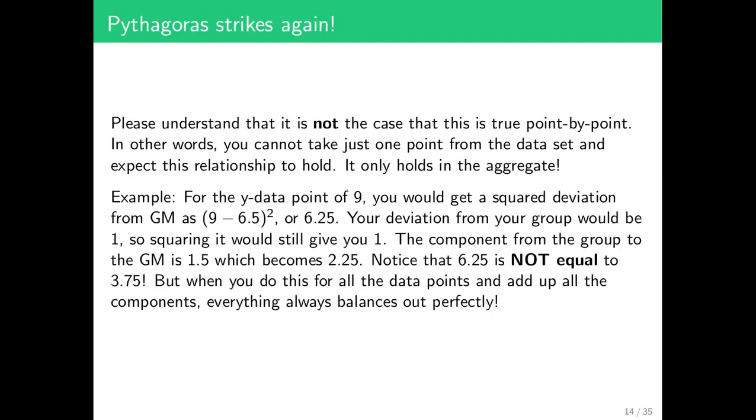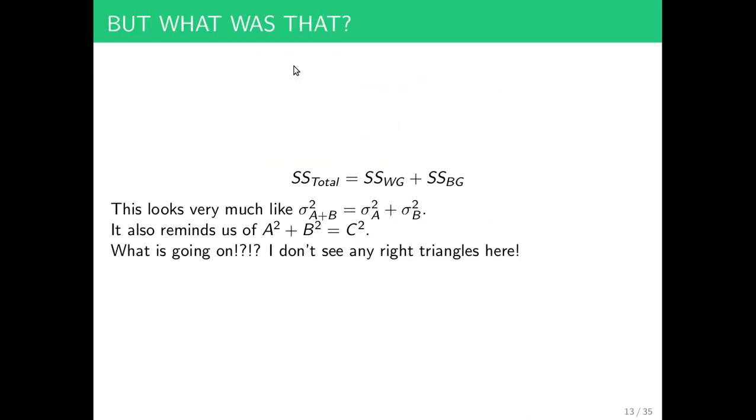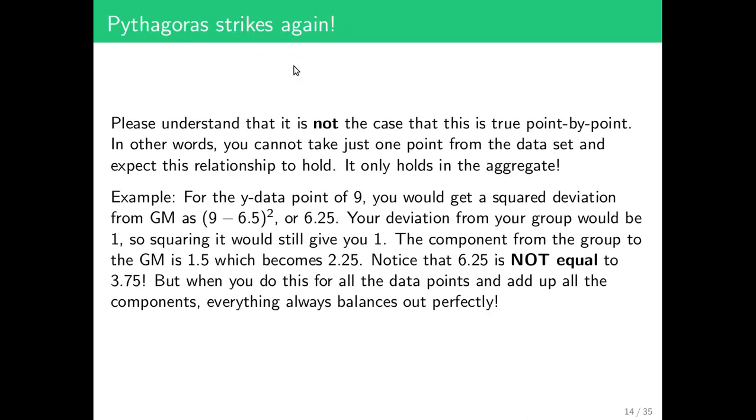Please understand that this is not true on a point-by-point basis. In other words, you cannot just take one point, let's say this x here, and try to figure out why this works. It only works in the aggregate. So for example, for the y data point of 9, you would get a squared deviation from the grand mean of 9 minus 6.5 squared, or 6.25. Your deviation from the group would be 1, so squaring it will give you 1. The component from the group to the grand mean is 1.5, which if you square it becomes 2.25. Notice 6.25 is not equal to 3.25, which you would get from adding these two pieces together.